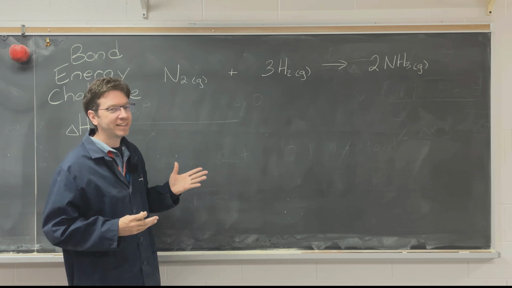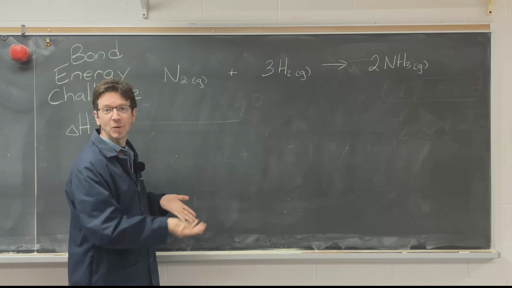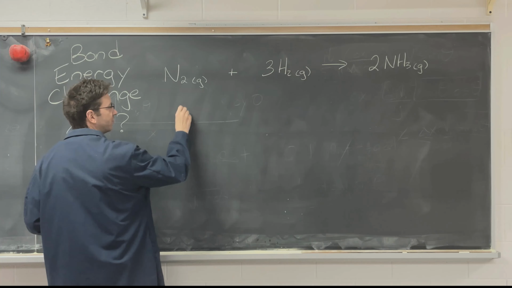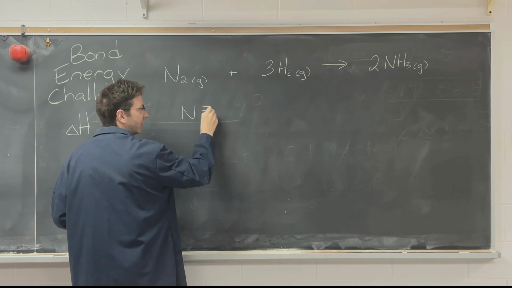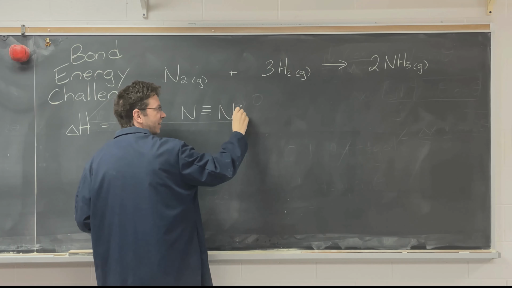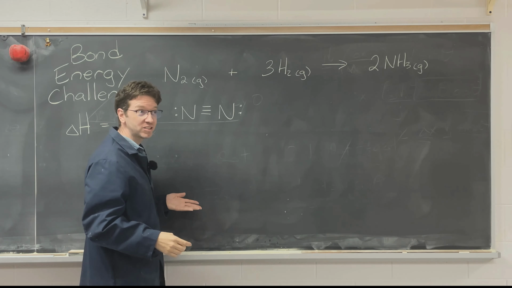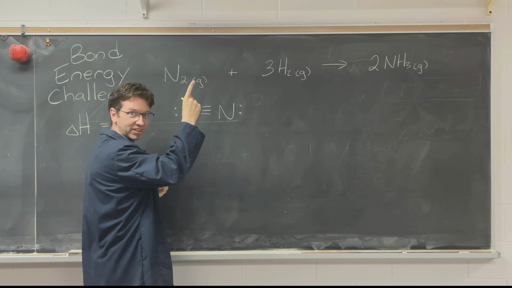So the first thing we need to do is figure out how many bonds we have and what those bonds are. So let's draw these Lewis structures. First we'll have nitrogen. So that's going to look like this. And if you need help drawing Lewis structures, I have another tutorial video that you can watch here.